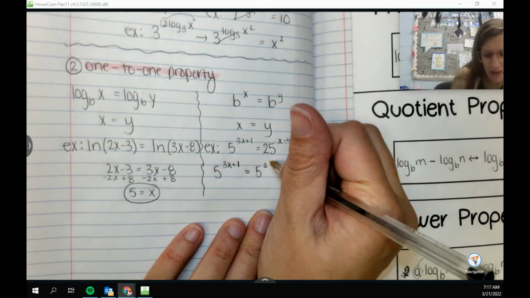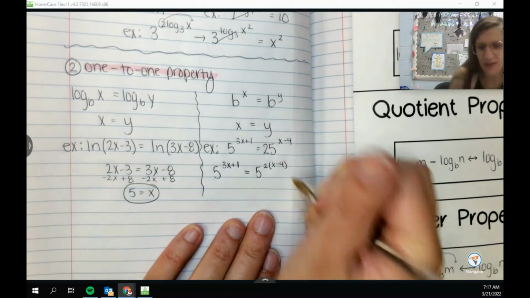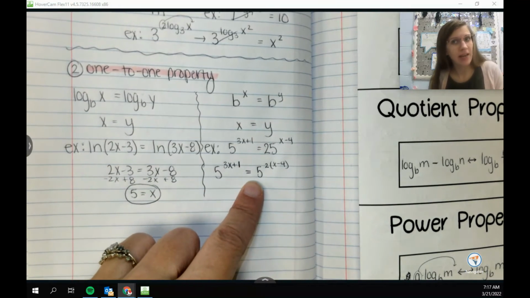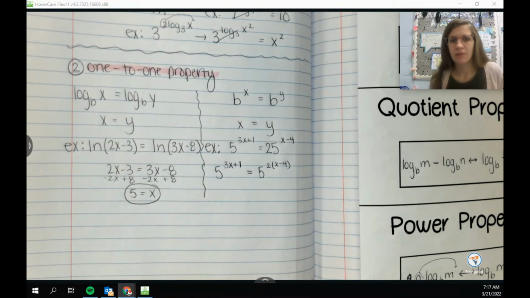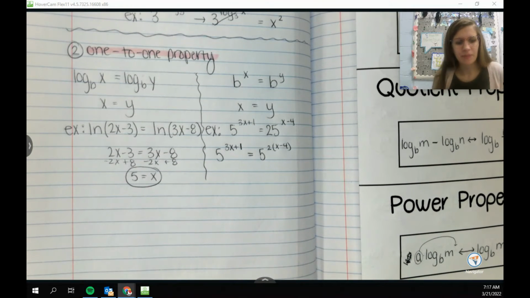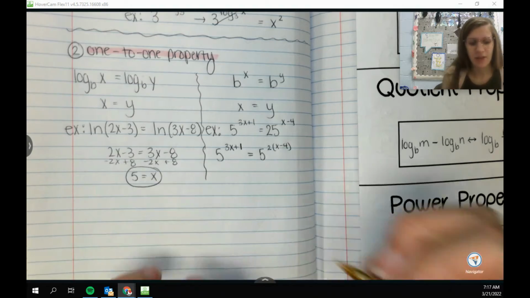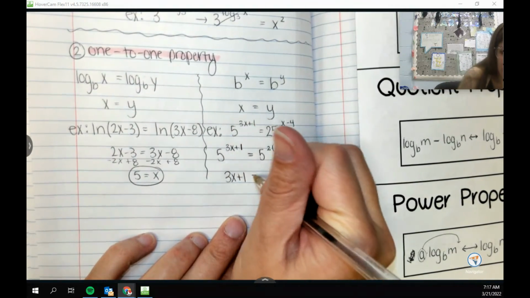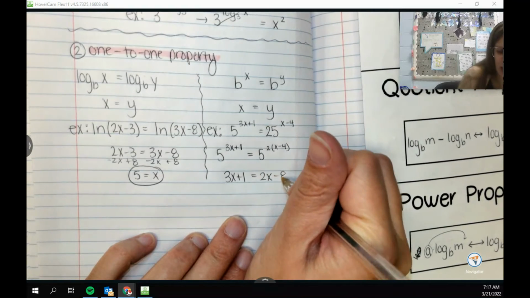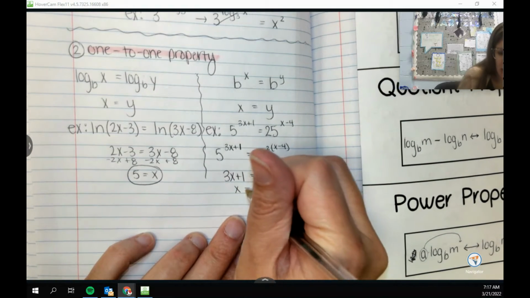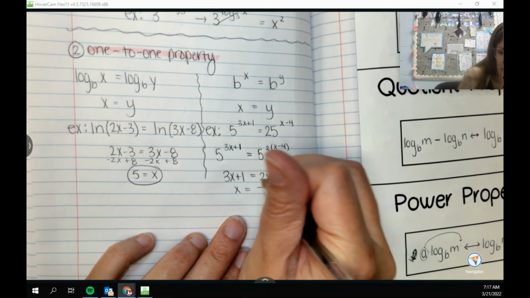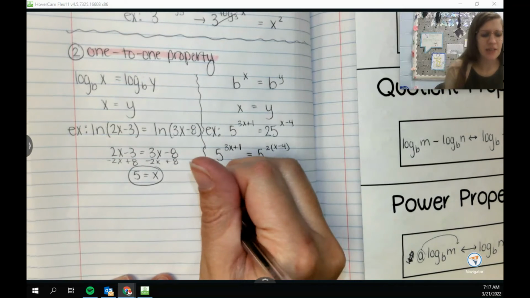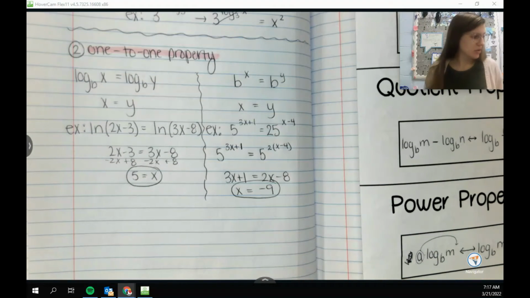And then up in the power, I had an x minus 4, so those two things get smushed together. I'm just taking the 25 and rewriting it. It looks a little different, but it's still 25. And now my bases are the same, so we can do just their exponents. So 3x plus 1 equals 2x minus 8. Subtract your x, subtract your 1, and so x is negative 9. So that's where you can get into some sneaky stuff with exponents, which can be really fun.